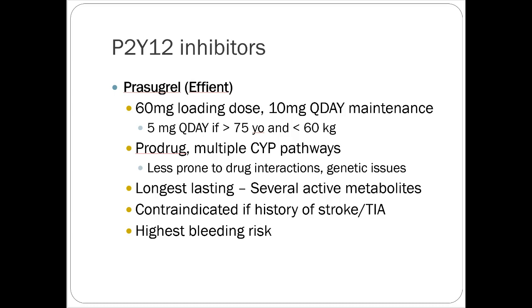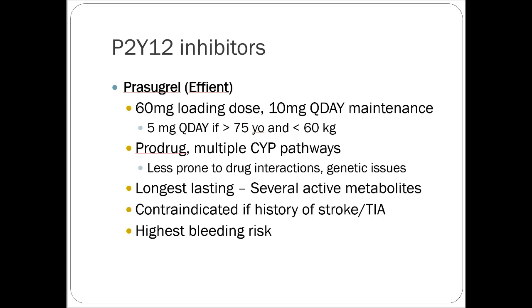It's the longest lasting. It has a lot of active metabolites, which can be complicated because it also has the highest bleeding risk due to that. If you have a history of stroke or TIA, this drug is contraindicated because it increases bleeding risk and increases mortality. So that's one problem with Prasugrel, the bleeding risk. That's the one thing I'd remember out of the differences of these that is specifically related to Prasugrel: the bleeding risk is higher.